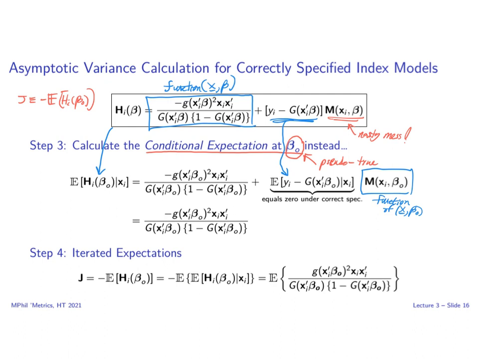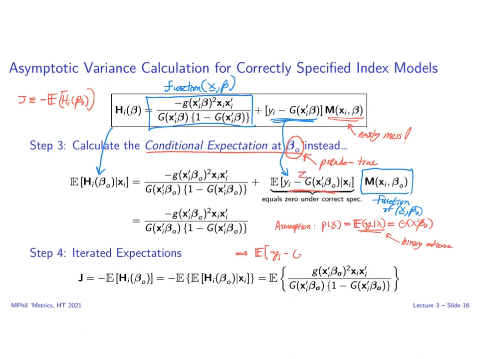Well, here's the real trick. If we assume that the model is correctly specified, namely, if we assume that indeed g of x prime beta naught is the probability that y equals 1 given x, then that is the same thing as assuming, because recall that for a binary outcome model, the probability that y equals 1 given x is the conditional mean of y given x. That assumption of correct specification is the same thing as saying that this expression is 0.